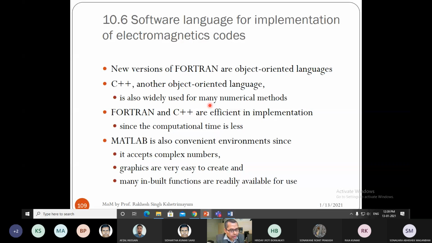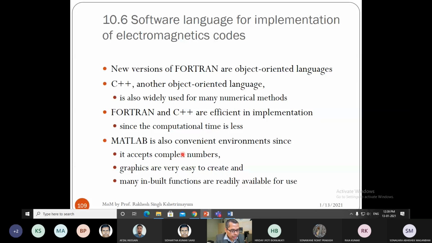If you want to select a programming language for computational electromagnetics and you want to develop a general purpose program, you should not stick to MATLAB. You should go for an object-oriented programming language like C++, Fortran, or Java. But for educational purposes, we use MATLAB most of the time. What are the advantages of using MATLAB? In MATLAB, it actually accepts complex numbers.